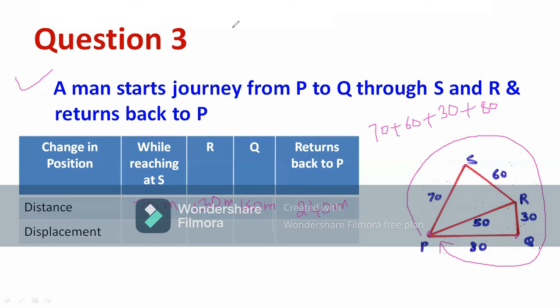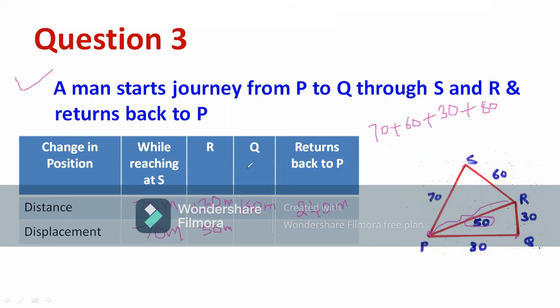It is quite simple, but while calculating the displacement, you should be very much careful. See, displacement while reaching at the point S, same only. Distance and displacement will be same because it's a straight line path. Then at R, look at the straight line path. The straight line path from P to R is in this fashion. Look at this. So I need to choose the displacement is equal to 50 meter.